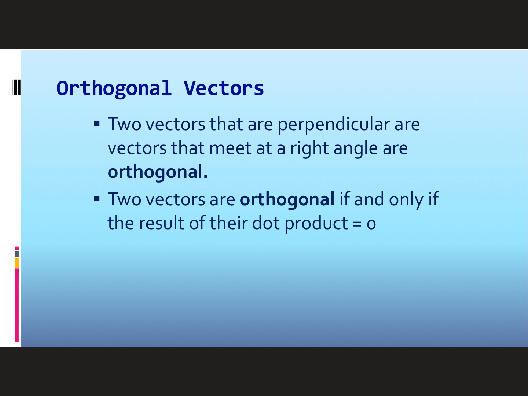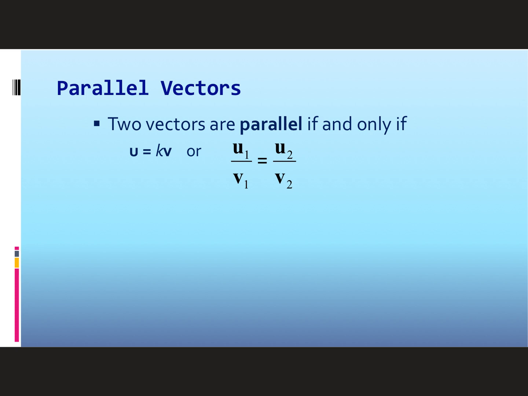A little more about orthogonality. I think I just made that word up. Two vectors that are perpendicular, vectors that meet at right angles, are orthogonal, right? We've been talking about that. They're orthogonal if and only if the result of their dot product is 0. Again, same thing we just talked about. I just want you to see it.